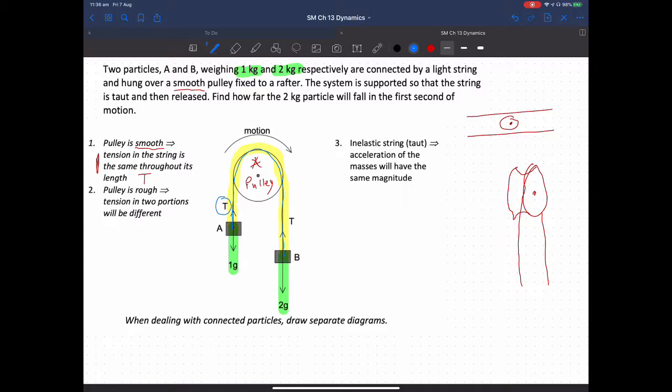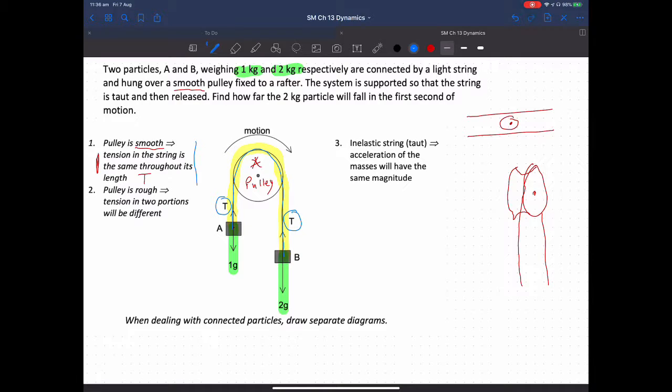Similarly, for particle B. Particle B has a force of 2g going downwards, which means there's tension in the string going upwards. It is also T because, as we said, the pulley is smooth, so by that it tells us the tension of the string is the same throughout the string. If the pulley was rough, then we would have different values for the tensions for both particles.